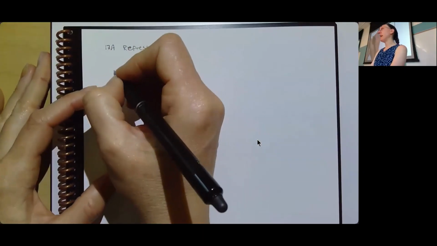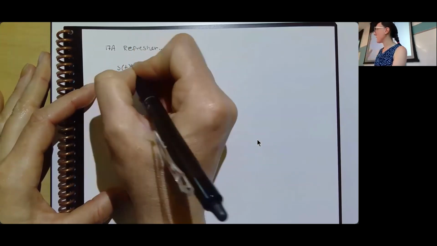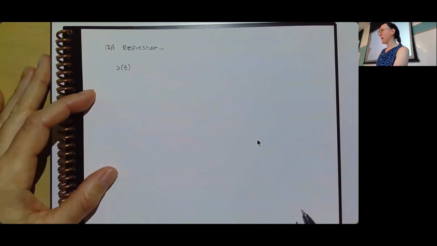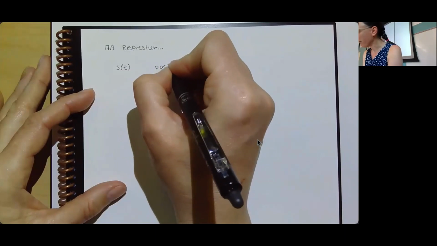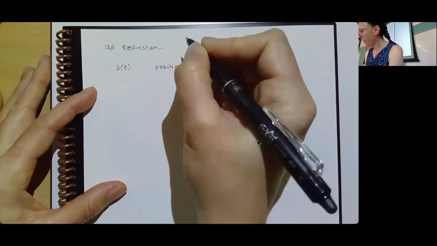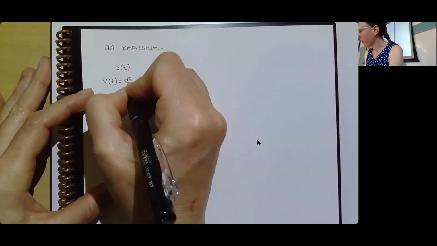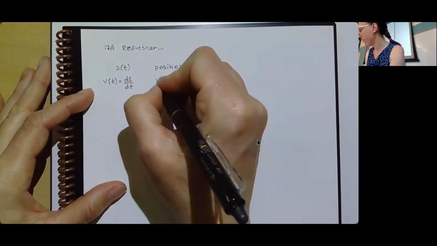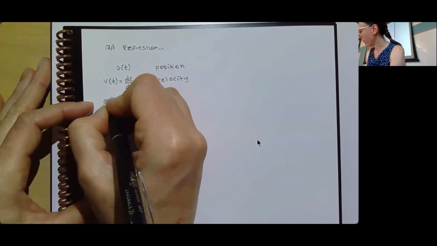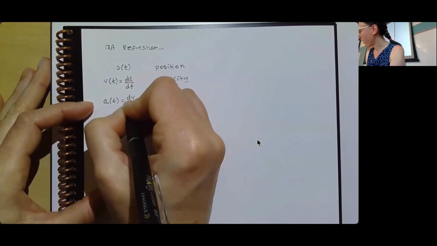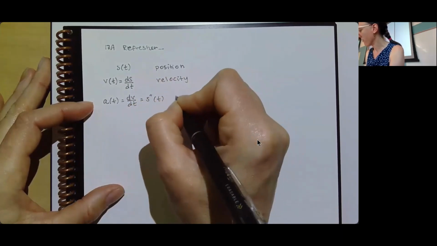I have a position function, and I don't know why, but we often use the letter S for the position function. Pretty sure it's a physics thing. But if this is my position, then our velocity function comes from taking the derivative of the position function. And my acceleration function comes from taking the derivative of the velocity function, which means it's the second derivative of our position function.